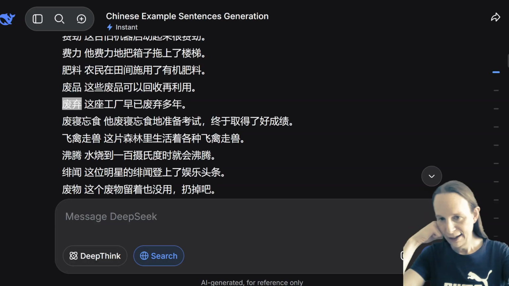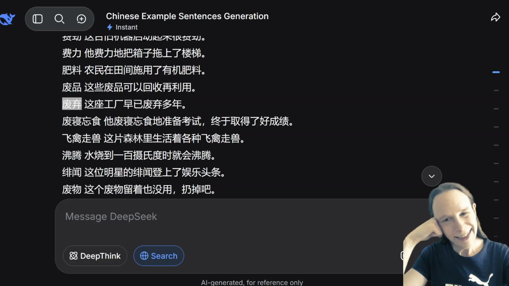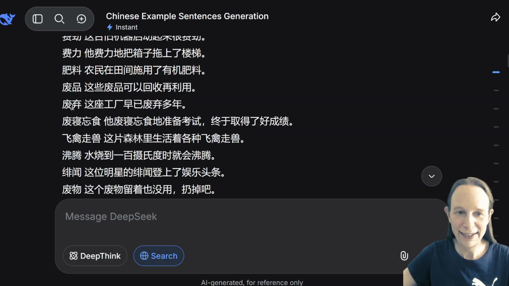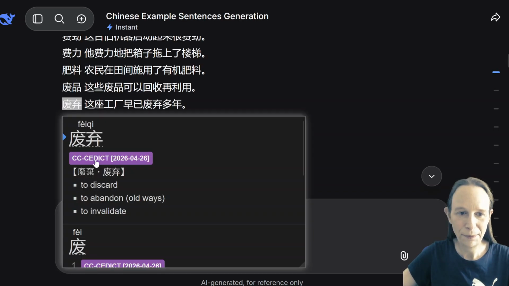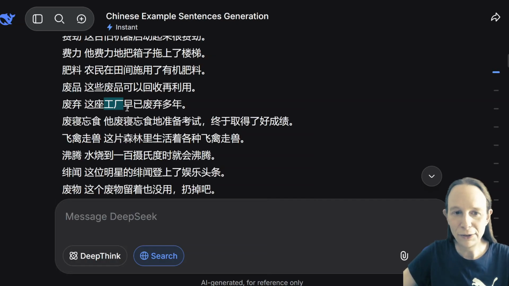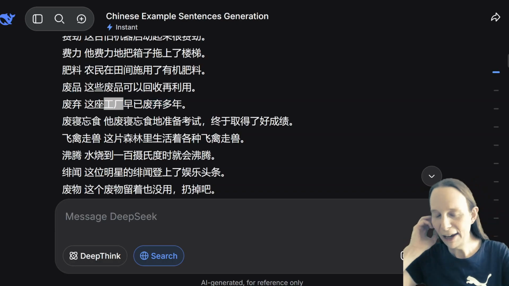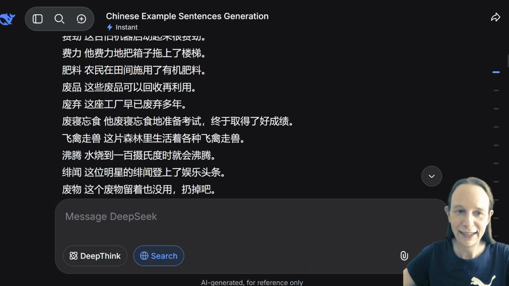废弃. So we saw 废除. 废弃 is kind of similar, right? Abandoned, discarded, invalidated. 制作工厂早已废弃多年. So this is a factory. A factory has been abandoned for many years.